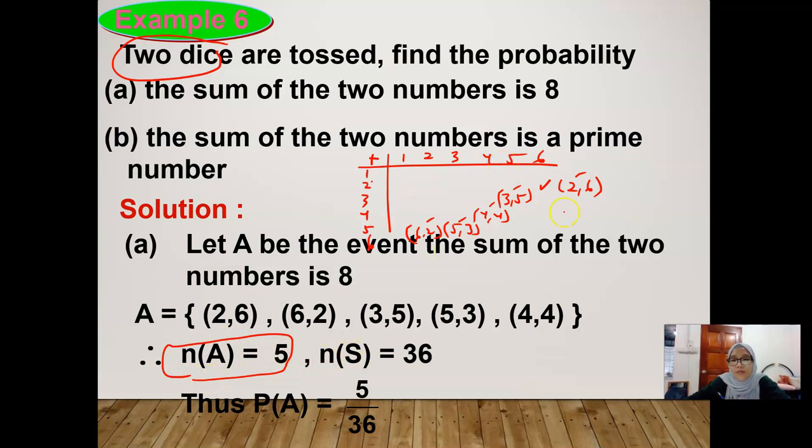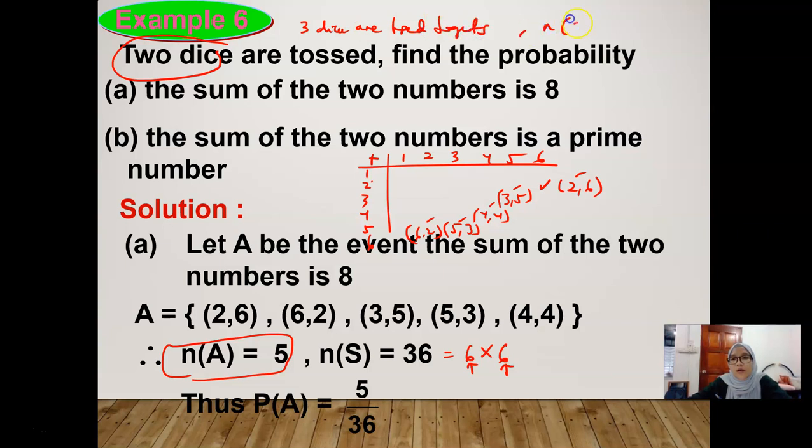And then the sample space, all sample space here is 36. 36 is coming from 6 times 6. 6 outcomes from the first dice, 6 outcomes from the second dice. If let's say I'm saying that 3 dice are tossed together.